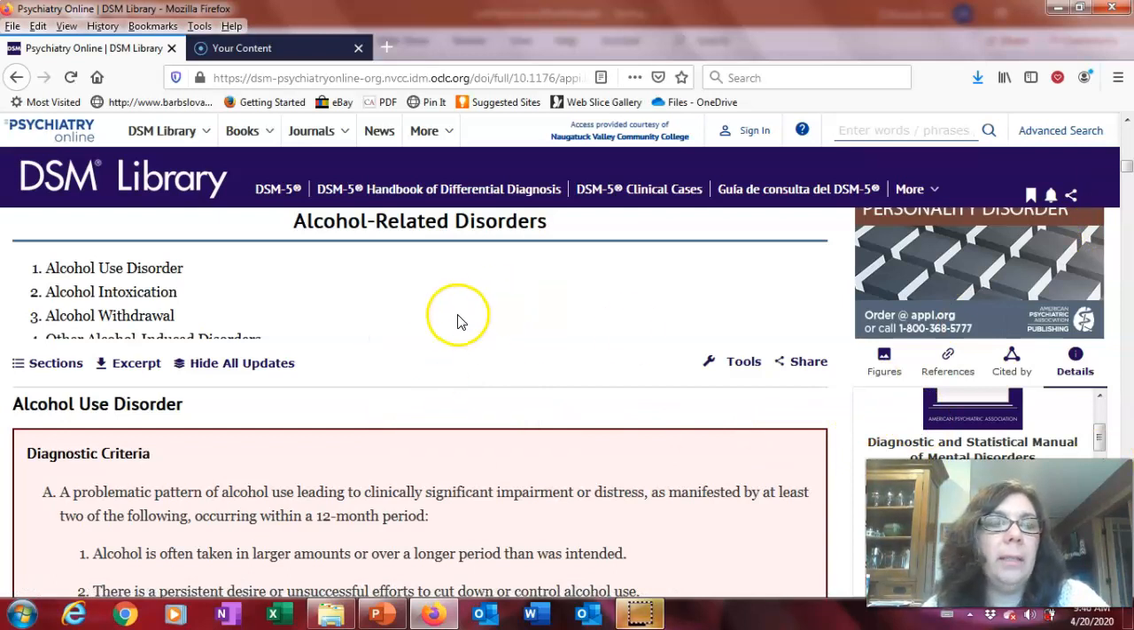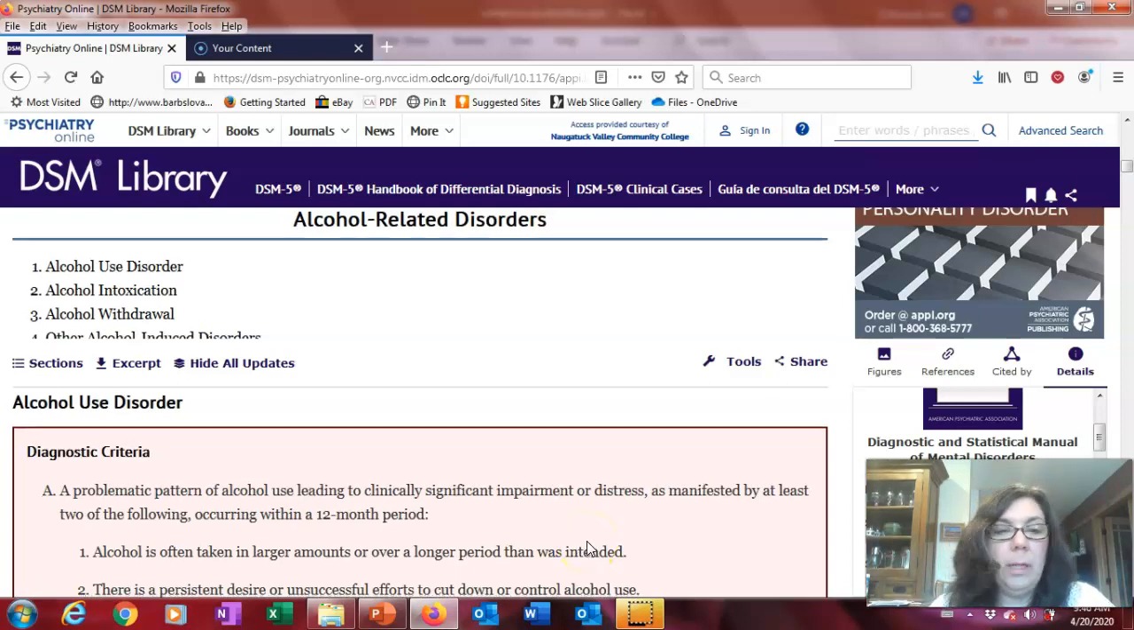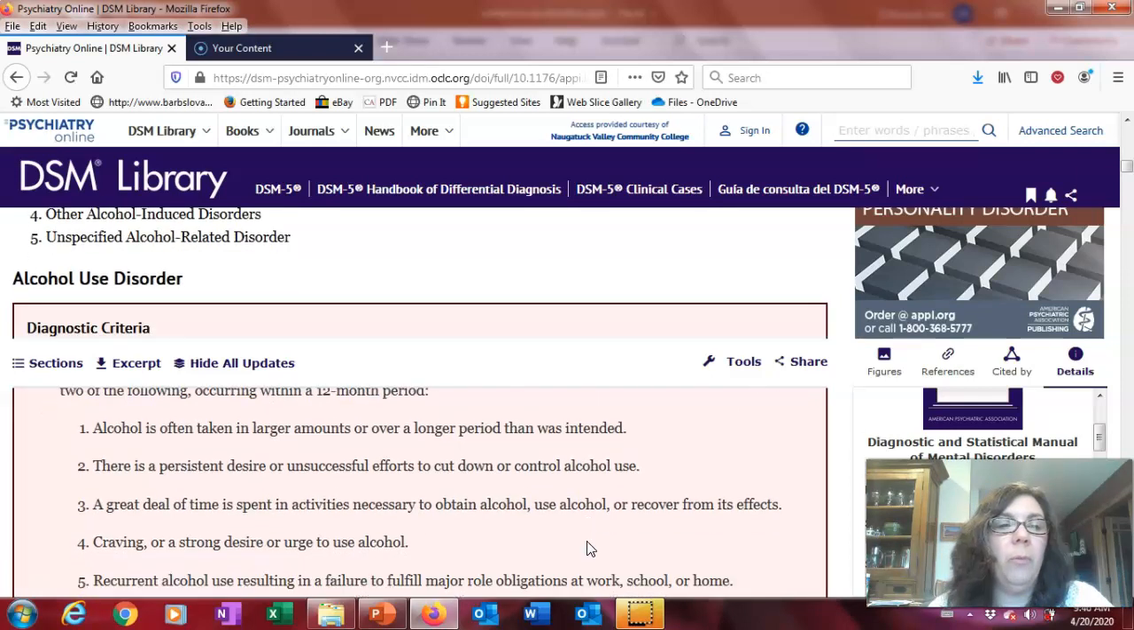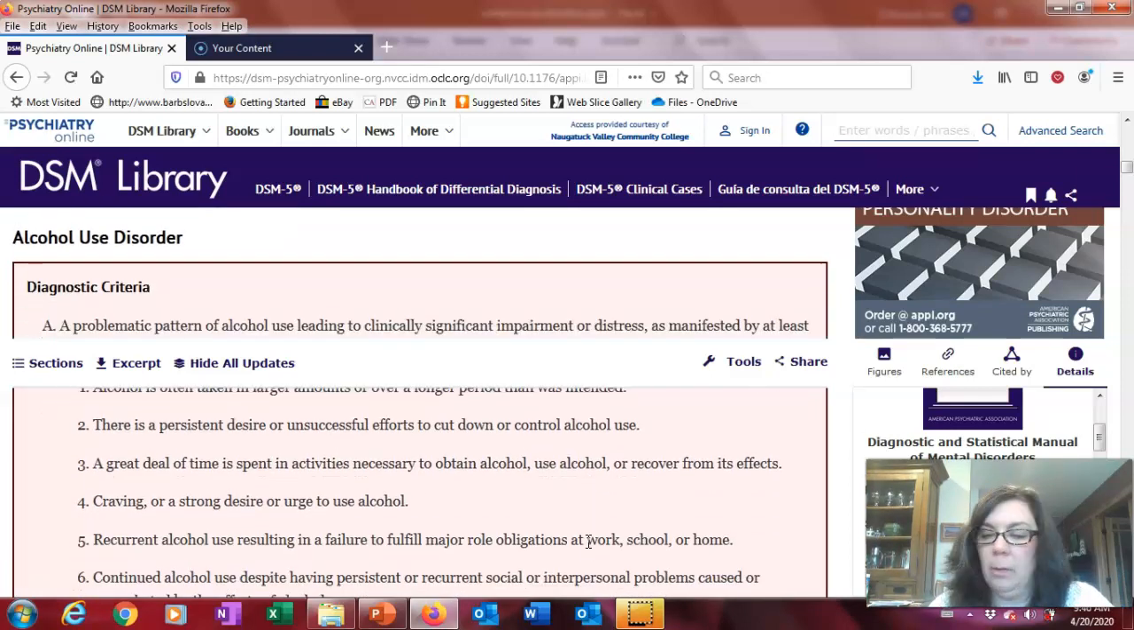So you guys have access to this DSM library on our online databases. So make sure that you take a look at those. But we're going to use alcohol use disorder just as an example. And so, a problematic pattern of alcohol use leading to clinically significant impairment or distress as manifested by at least two of the following in the last year. So we only need two. We don't need more than two, although many people will have more than two. And let's look at the criteria.